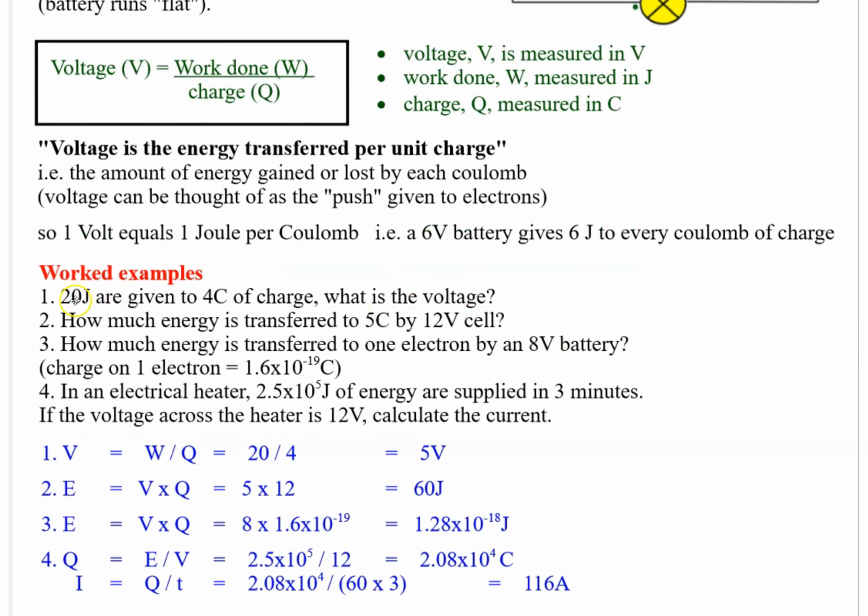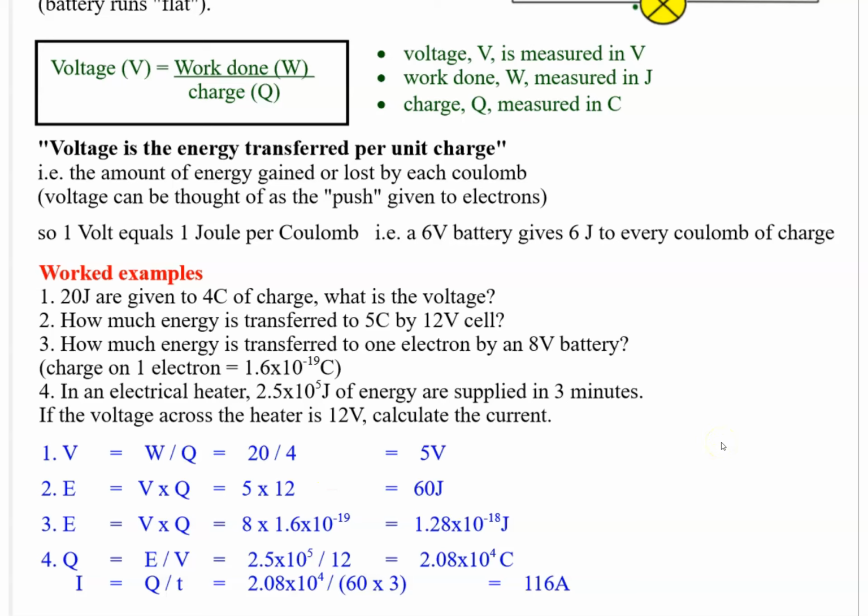So nice easy numbers. We have 20 joules of energy given to 4 coulombs of charge. The question is, what is the voltage? So mathematically this should be straightforward. We've got V is equal to W or E divided by Q. As always, we write out the formula and substitute the numbers. 20 divided by 4 is 5 volts.